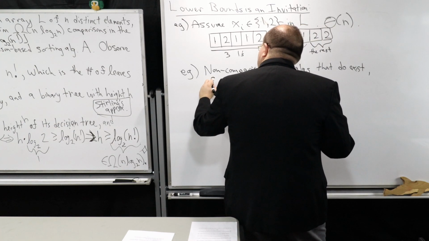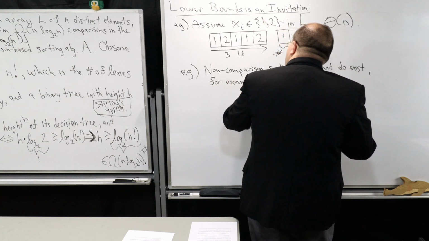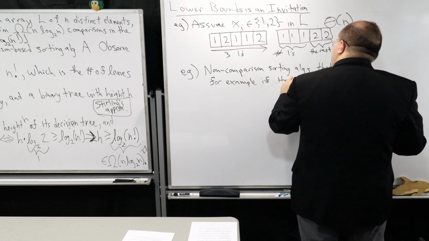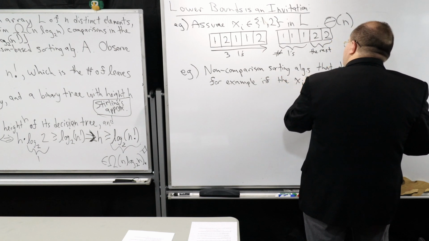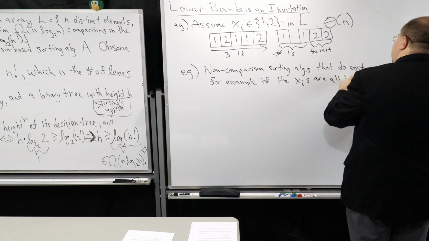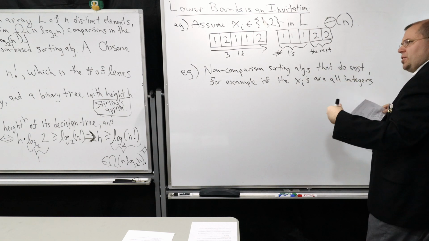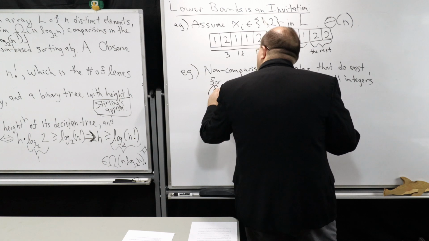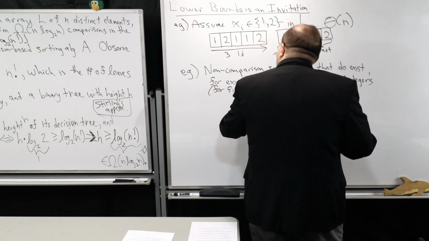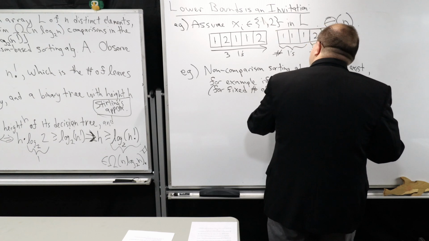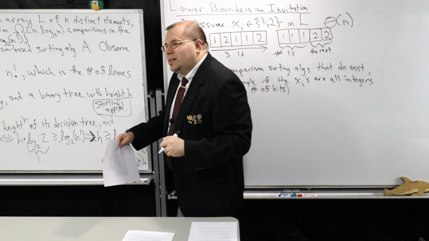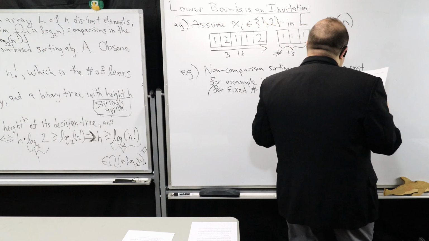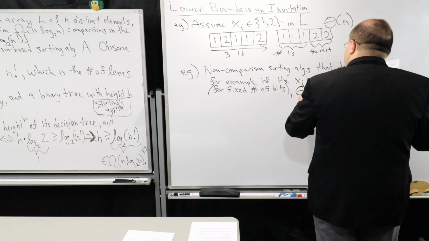Just as an example, if the xi's are all integers, and there's different scenarios for which you could do things with these integers, but I'll simply mention that for a fixed number of bits. So if you fix the size of these numbers to be like 8 bits each, what you could do is that there do exist big theta n worst case running time sorting algorithms.